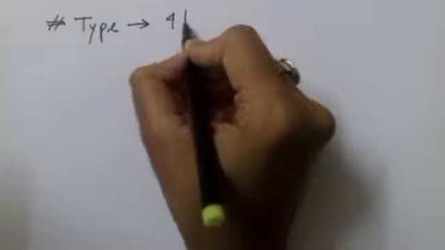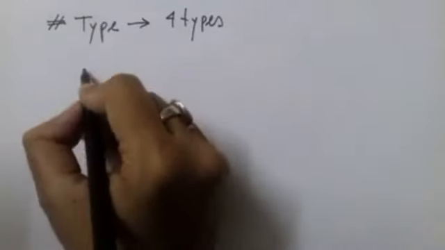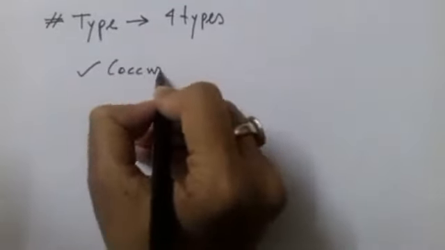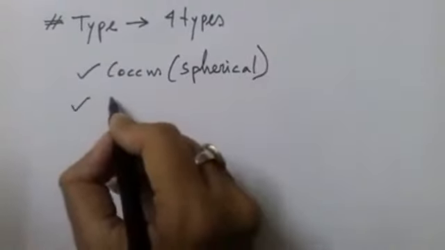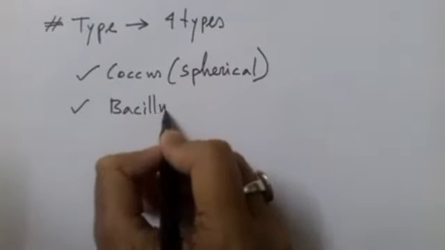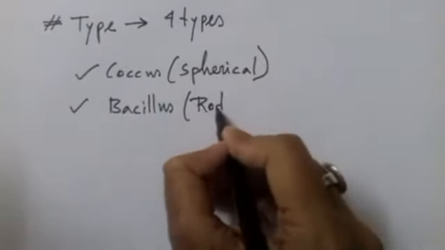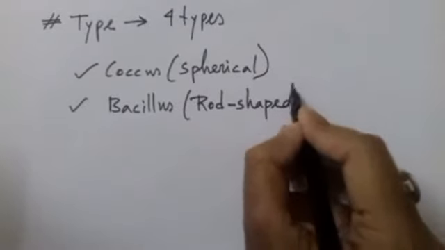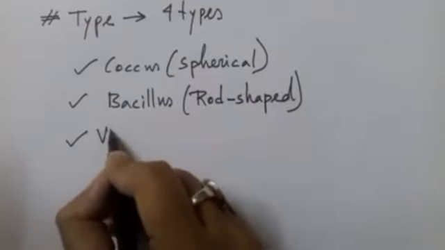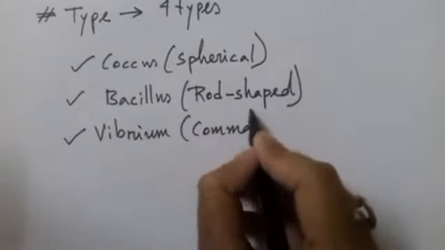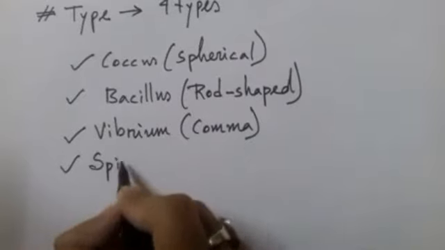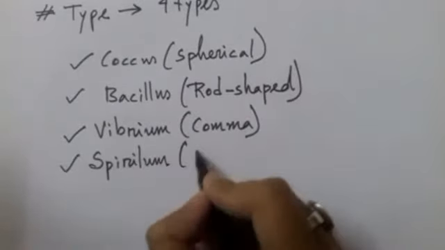Now, based on shape, bacteria are mainly 4 types. These are coccus, which are spherical in shape, bacillus, which are rod shaped or cylindrical in shape, vibrio, comma shaped, and spirillum, spiral shaped.